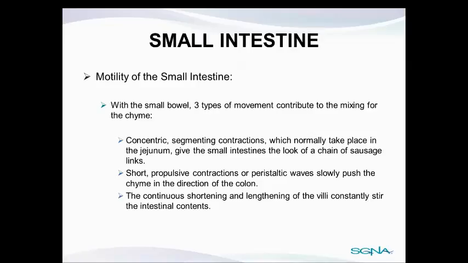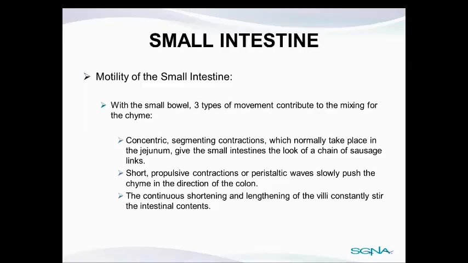The motility of the small intestine. Within the small intestine, there are three movements that contribute to mixing the chyme. Concentric segmented contractions, which normally take place in the jejunum, give the small intestine the look of a chain of sausage links. These movements help mix the secretions in the small intestine with the chyme particles.